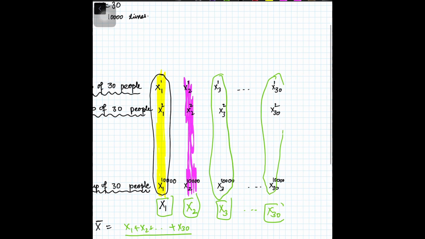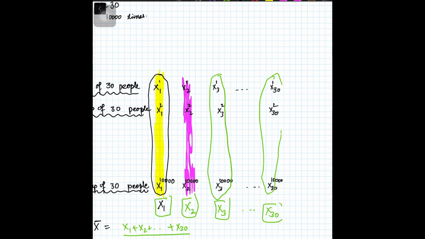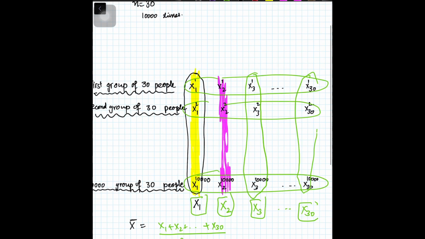Because you see how you were calculating the averages. If you calculate the average here, you add these numbers and divide by 30, add these numbers and divide by 30. That is the same as one realization of x1, one realization of x2 and one realization of x3, and so on, divided by 30. So x bar is a random variable.